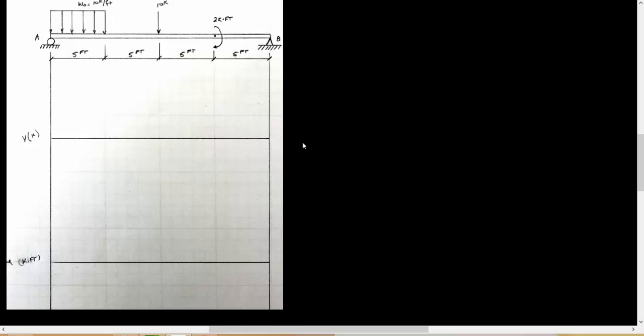So what we have here is a simple beam. We have a distributed load of 10 kip per foot from point A to 5 feet away, and then at 10 feet from point A we have a 10 kip force acting down, and then 15 feet away from point A I have a 2 kip-foot couple acting right there, and then I have my pin at point B.